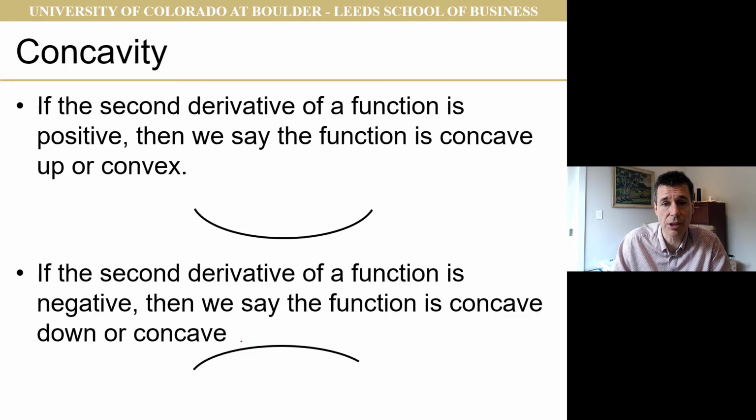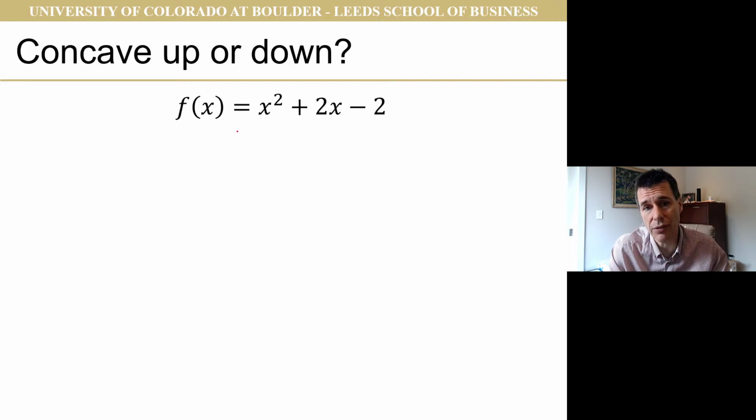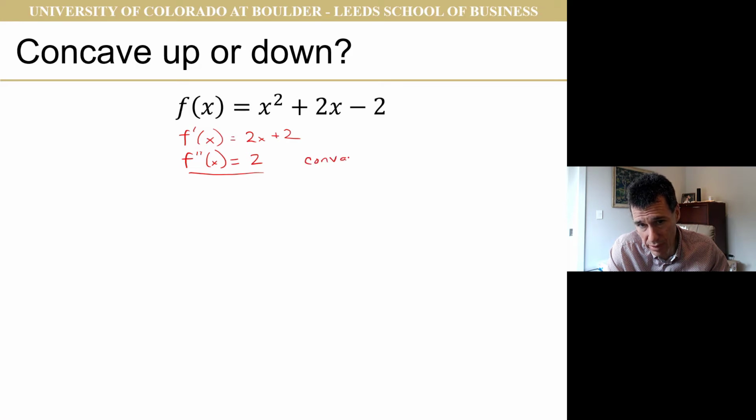So same picture, slightly different words. Let's look at this function. Here's our function, f of x equals x squared plus 2x minus 2. This is just a parabola, so we know what this looks like, but let's work through it. f prime of x is 2x plus 2, and the derivative of this, f double prime of x, is just 2. So this function is concave up, right? It must look something like this, and of course this is a parabola opening upwards, so it does look like this.